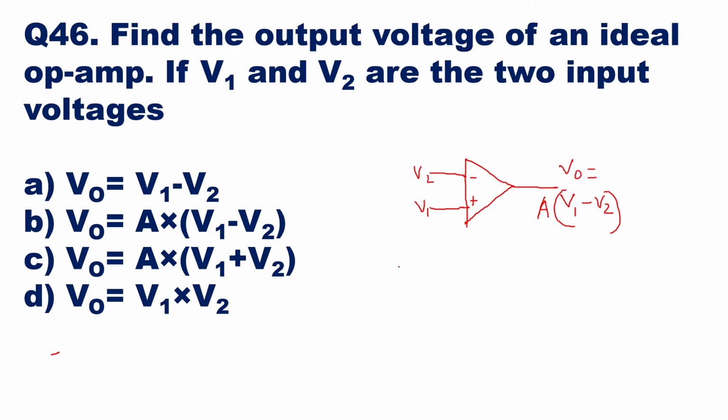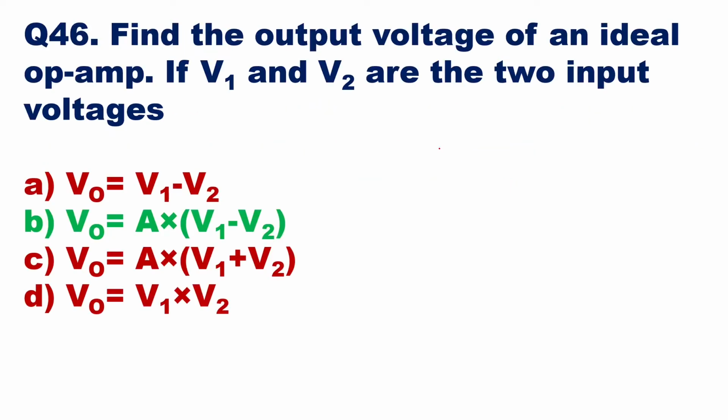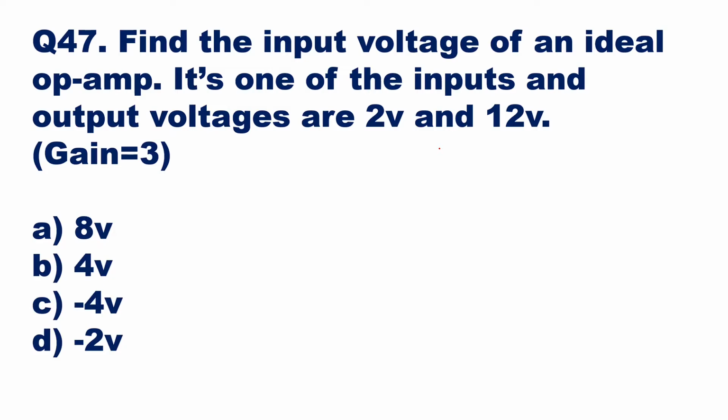Okay, so if you see the options, the second option, that is option B, is the right answer, where it says the gain factor, that is A, multiplied by the algebraic difference between the two inputs, V1 minus V2. So in the explanation, you can remember the output voltage of an ideal op-amp is the product of gain and the algebraic difference between the two input voltages. So option B is the right answer. V0 is equal to gain multiplied by the algebraic difference of the two input voltages. Then we'll go to the next question, question 47.